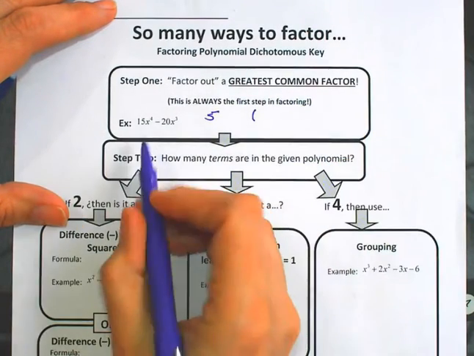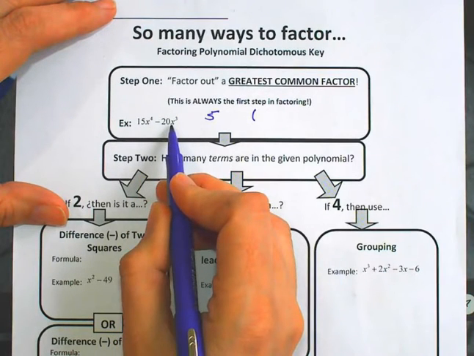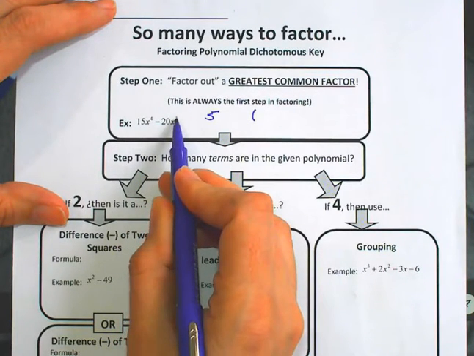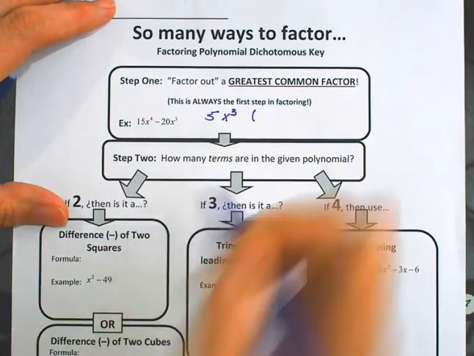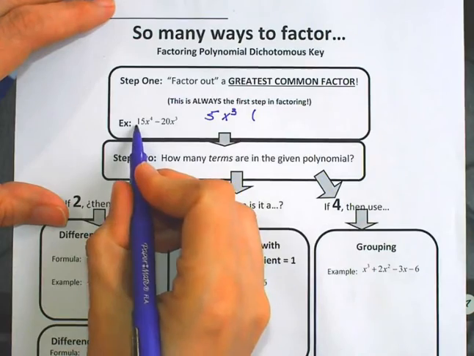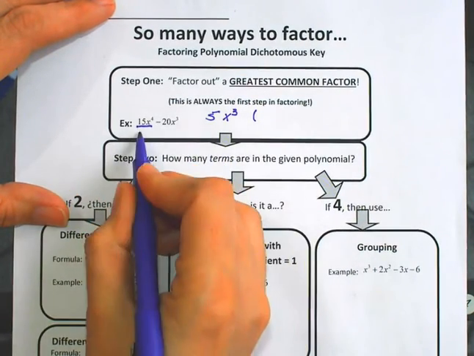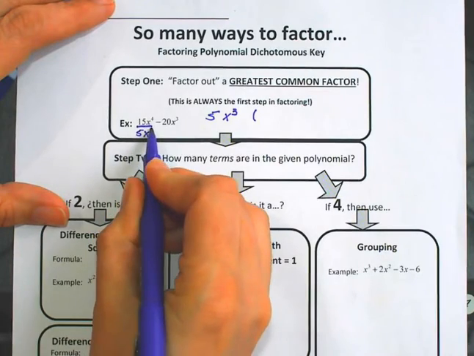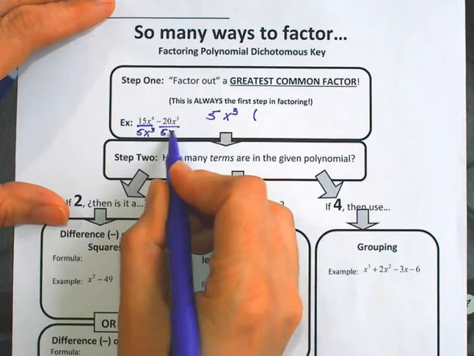Okay. And then I'm looking at the variable x to the fourth, x to the third. So I can only divide out x to the third. Essentially what you're doing is taking your greatest common factor, which is 5x to the third, and dividing that out of both terms. This is the opposite of distributing.